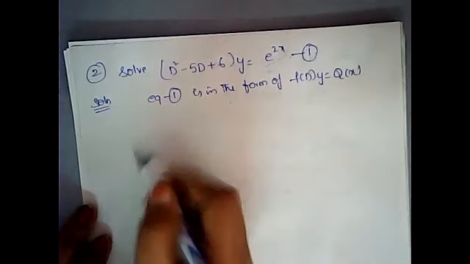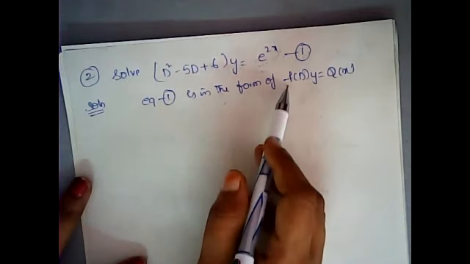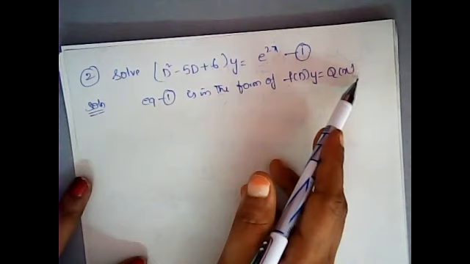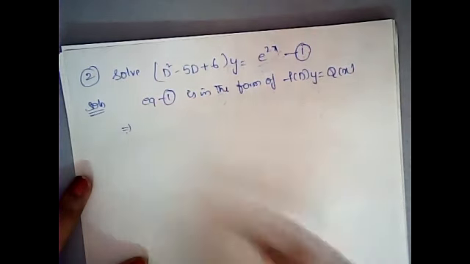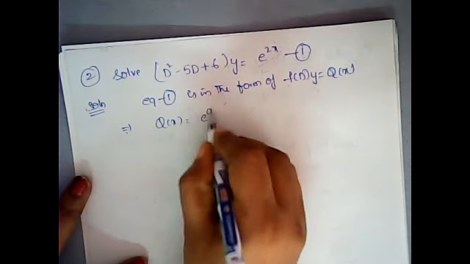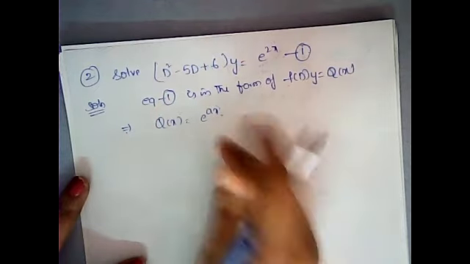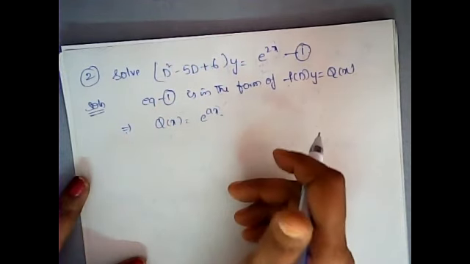Now let me go with this. Equation 1 is in the form of f of d whole into y is equal to q of x, where q of x is nothing but e power ax here. What is the procedure of solving this one? I will tell you after finding out the yc here.